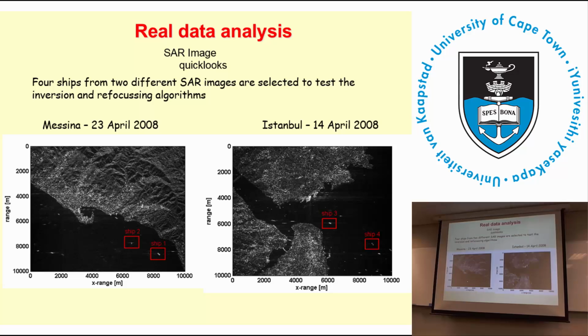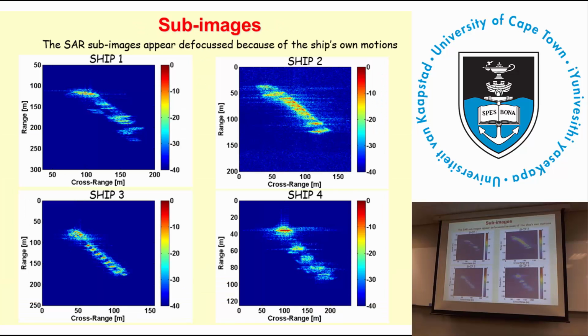These are two images. This is in Italy, this is Sicily, and these are two ships here. There's another couple of ships we selected here, Istanbul, Turkey. And these are the images as they appear in the SAR image, right? You can tell they're defocused. All of them in their own way, they're not really focused. And you realize that these are not focused when you try and focus with an ISA processor, and you see the difference.